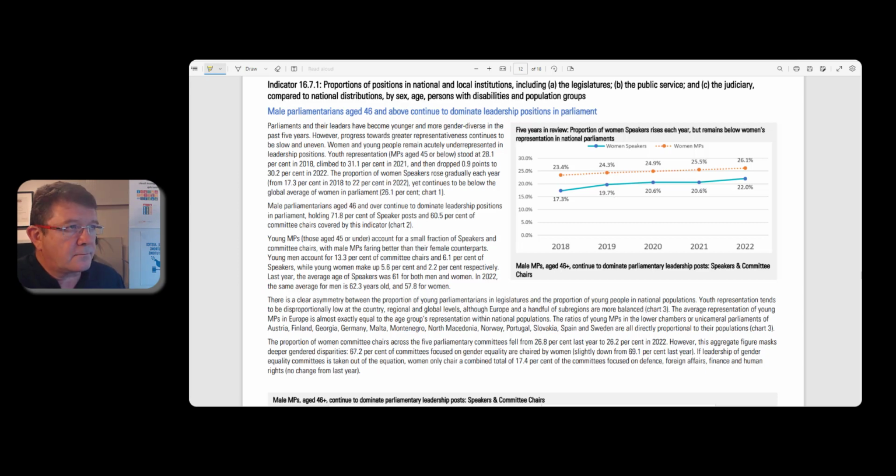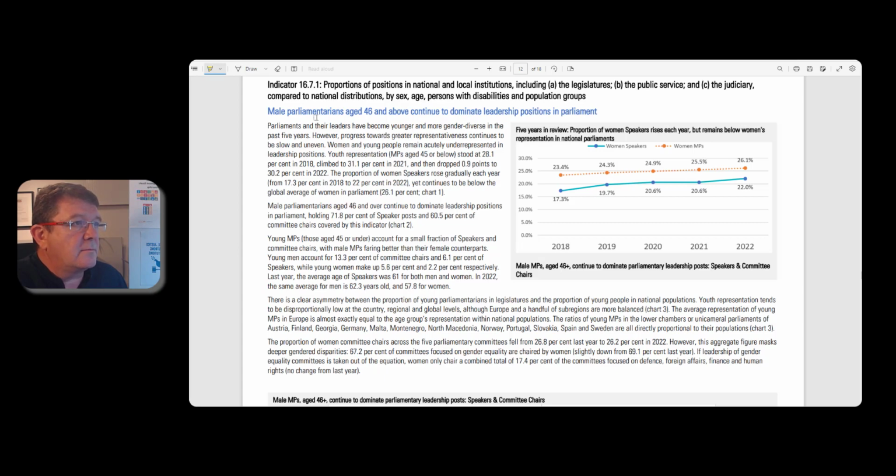The first figure there shows 5 years in review. The proportion of women speakers and MPs in government from 2018 to 2022 increased from 23% and 17% for speakers and MPs respectively to 26 and 22%, so they went up between 3 and 5% over that period of time. But again, you're still talking pretty low statistics, between 22 and 26% of representatives in government positions or in elected positions, but still a very low figure.